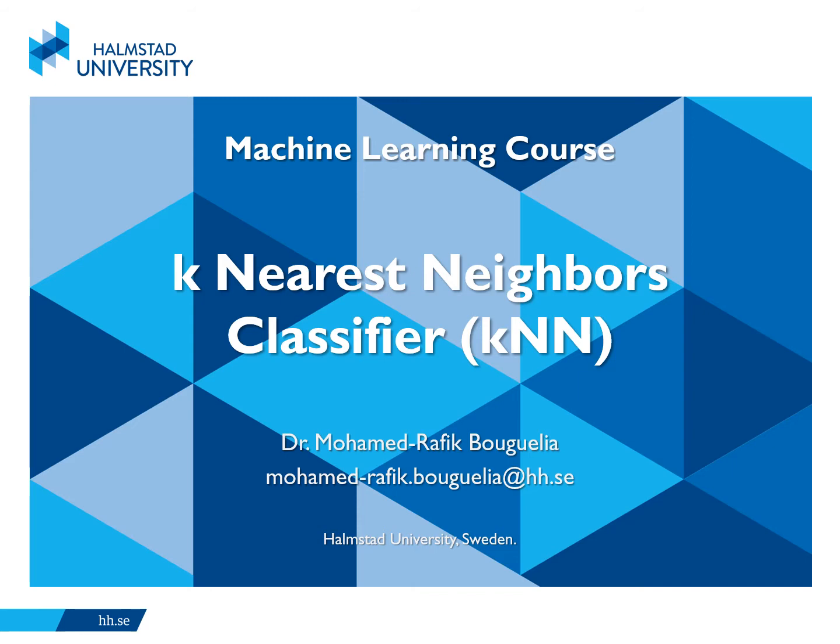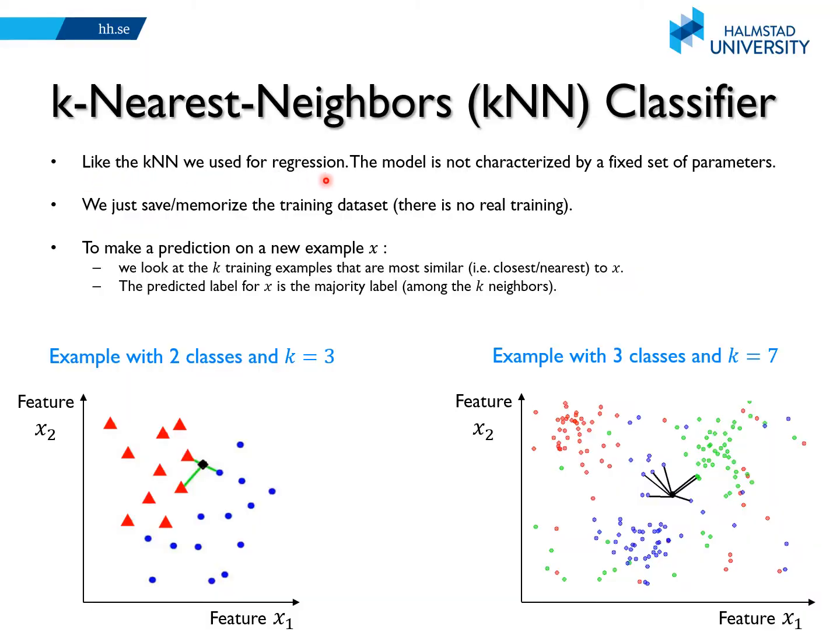Welcome back. In this video we will talk about the k-nearest neighbors classifier, or kNN for classification. We have previously seen the k-nearest neighbors for regression. Similarly, the k-nearest neighbors classifier is not characterized by a fixed set of parameters theta. So it's a non-parametric model. And as we saw previously, there is no training as such in kNN. So we just save or memorize the training dataset as it is.